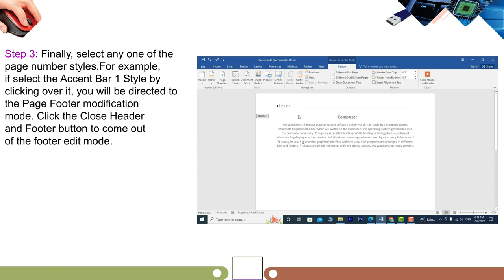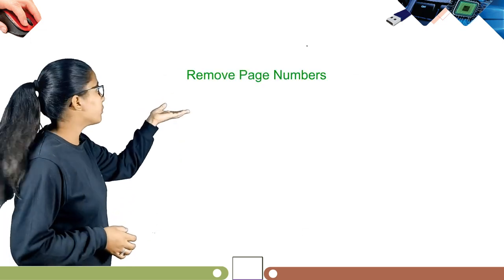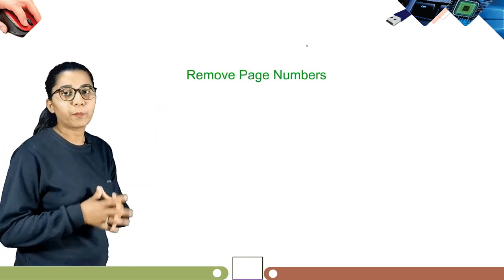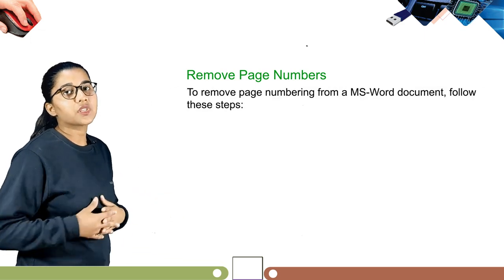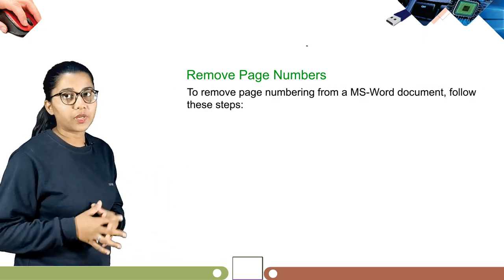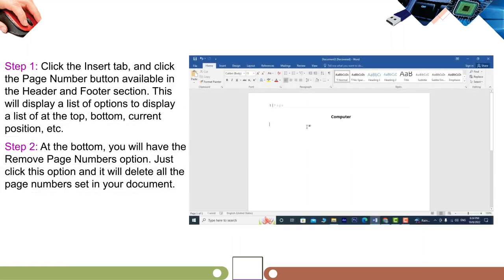footer modification mode. Click the close header and footer button to come out of the footer edit mode. So now our next topic is remove page number. How will you remove page number? Let's learn about it. To remove page numbering from an MS Word document, follow these steps.